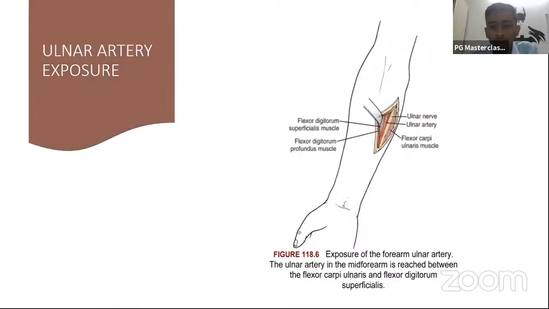The ulnar artery exposure. This is not very commonly done, but it can be used for a failed fistula using the radial artery or in terms of trauma, where it is found between the flexor carpi ulnaris muscle and the flexor digitorum superficialis. The ulnar nerve, as we can see, is a common accompaniment along with the ulnar artery.